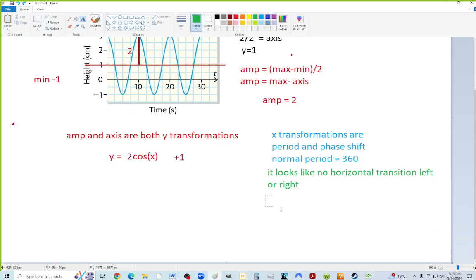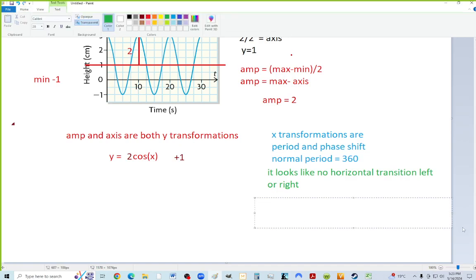What's the normal period? 360. Good. What do I divide 360 by to get 10? 36. Yeah, so it looks like 36 is my magic number.